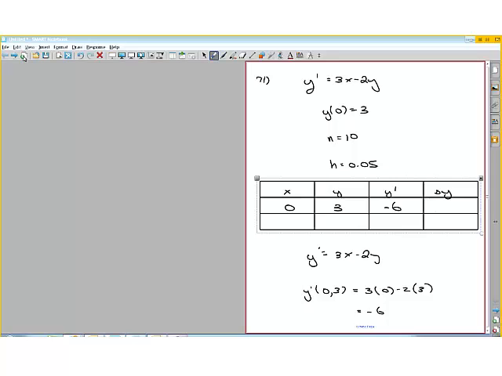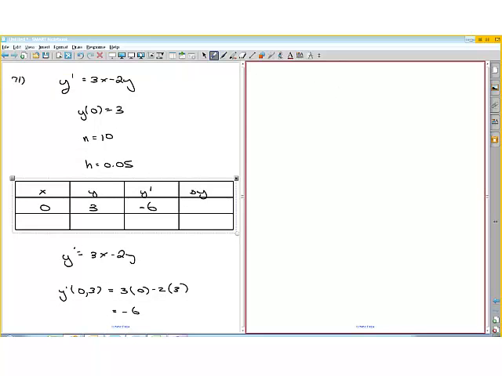And then we calculate our delta y. Let's add a page. So our delta y is going to be equal to our original y value.